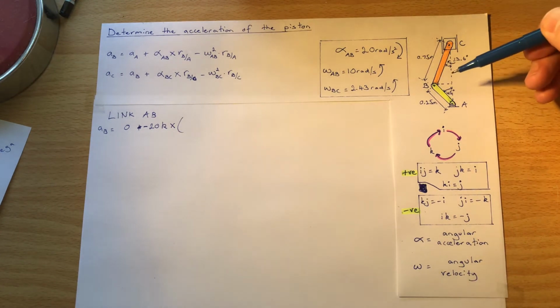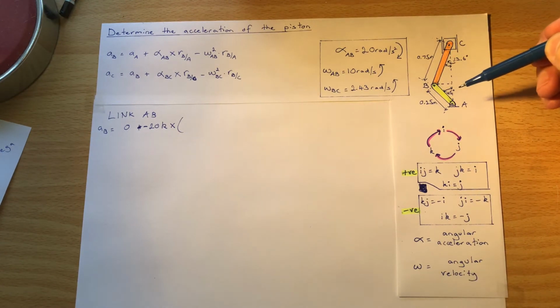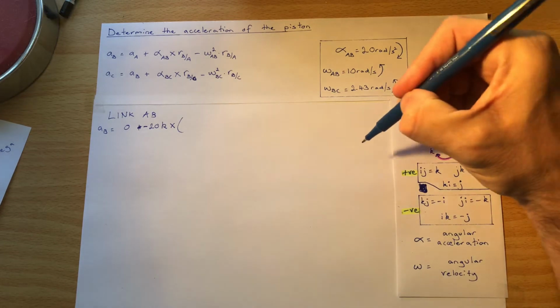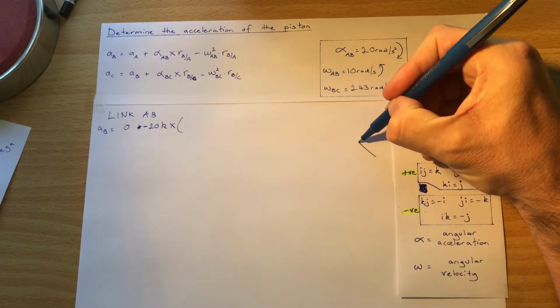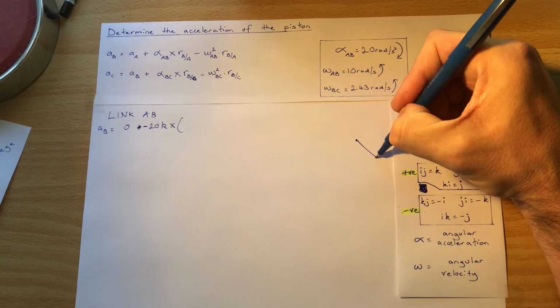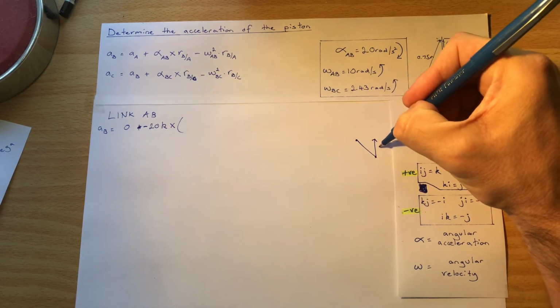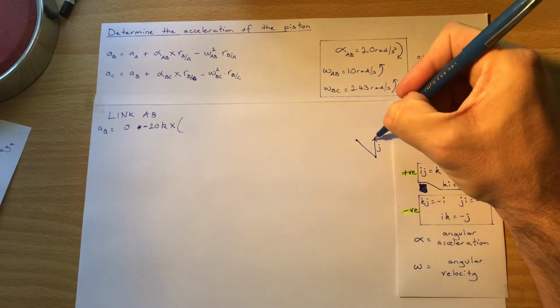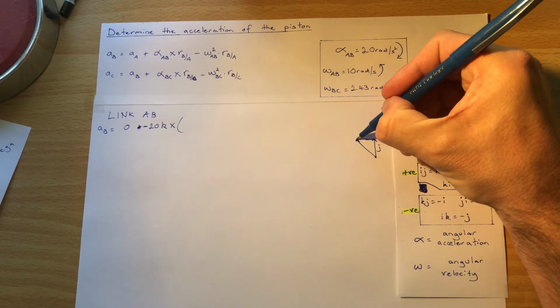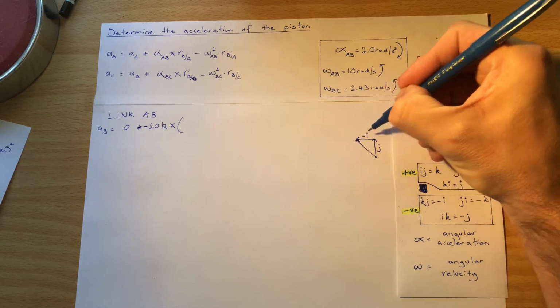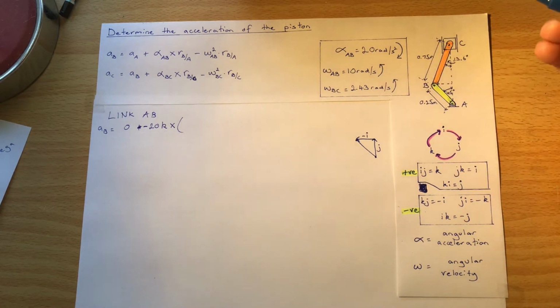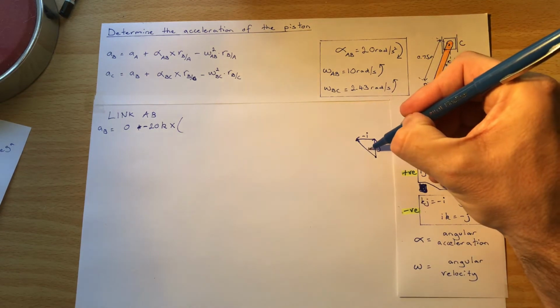How we do this is we've got to break it up into I and J components. So if this is our link AB, this would be our J component of it. Important to note that's in the positive direction. And this would be our I component. Now that's in the negative direction. Also important to note that. So we have 45 degrees in there.